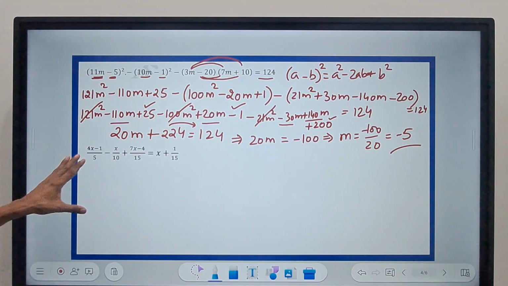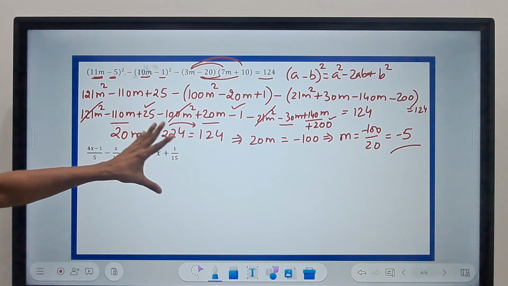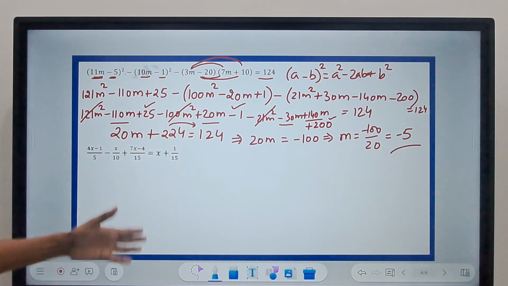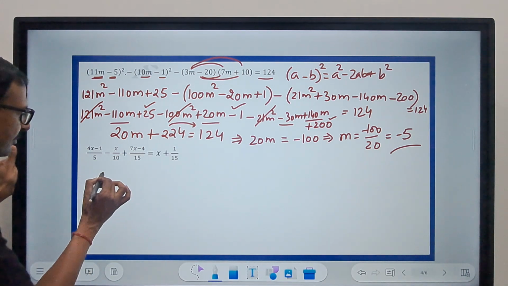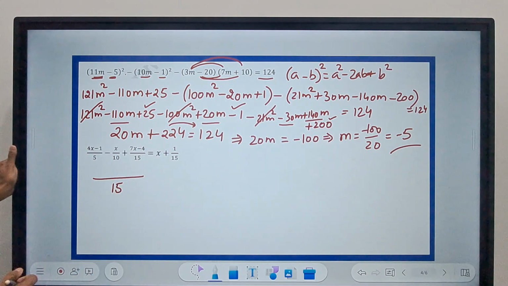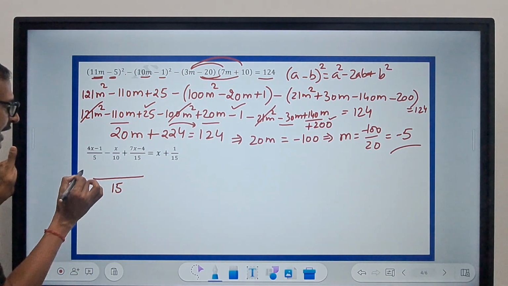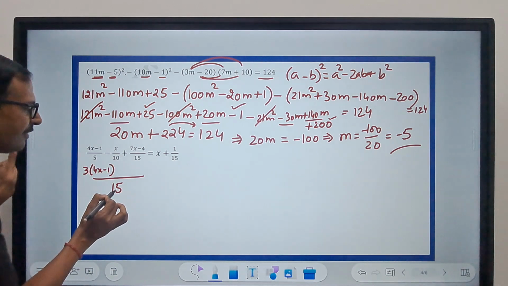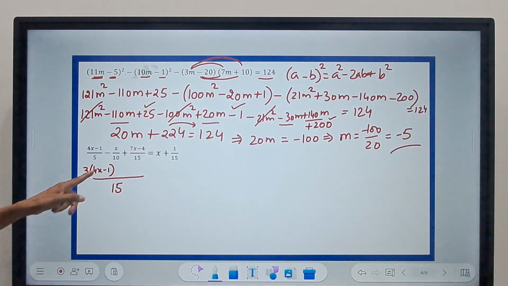So here we have a question where there are so many fractions, and that too they contain two terms and so on. So let's take the LCM of these three terms here. This is 15, 5, 10 and 15. The LCM is 15. 15 divided by 5 is 3, right? So 3 times 4x minus 1.